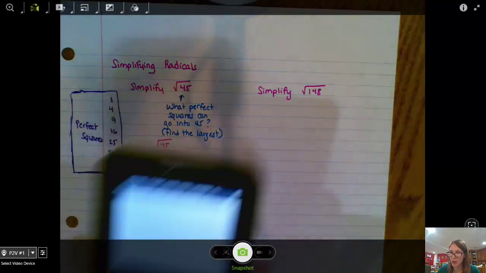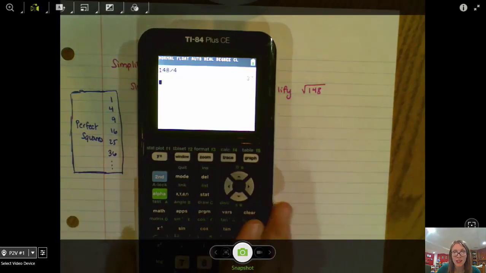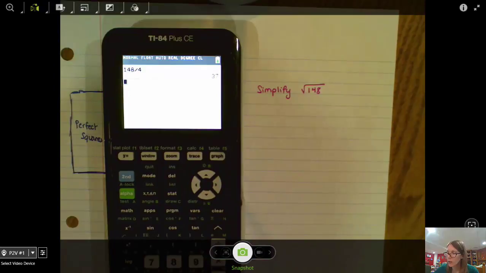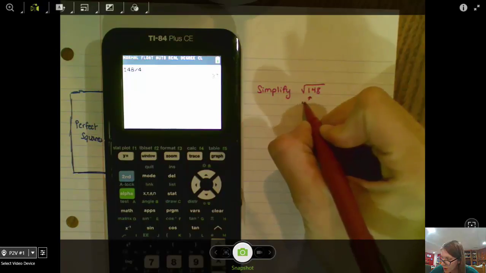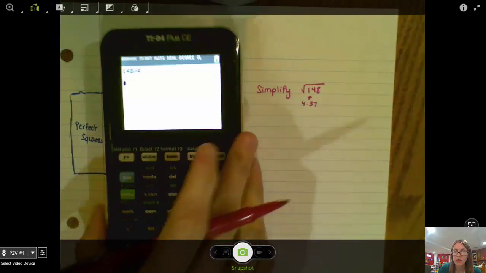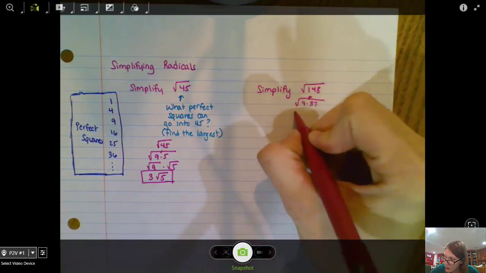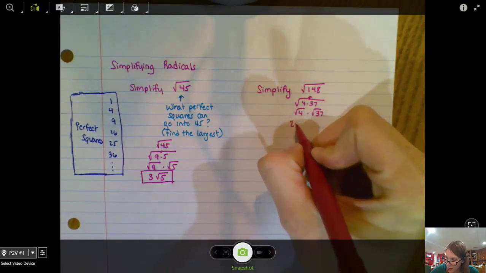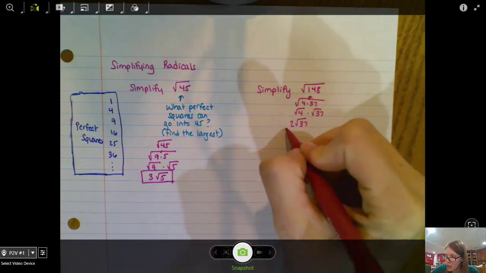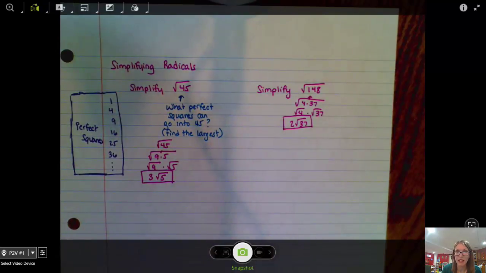Sometimes, especially with bigger numbers, this can be kind of tricky. So let's try 148 divided by 4. Oh, hey, that works. 148 divided by 4 is 37. So 148 is 4 times 37. The square root of 4 times the square root of 37 is 2 square root of 37. And I didn't double check to see if I had any bigger numbers because I recognize that 37 is a prime number.